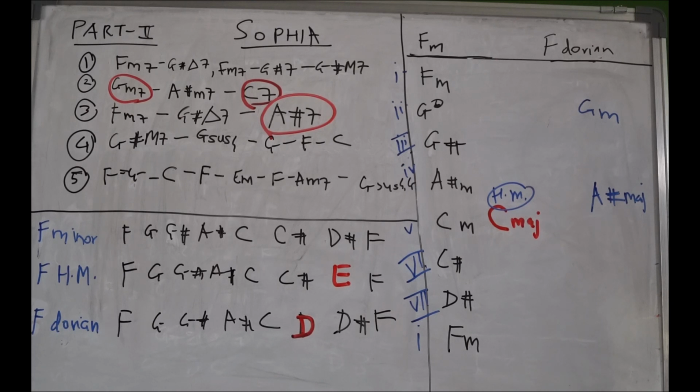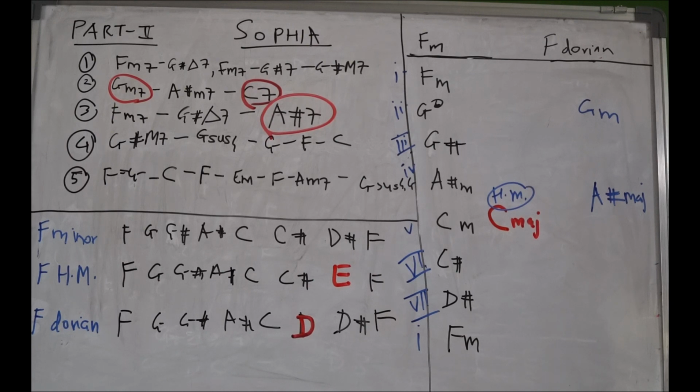This is G minor 7 going to A sharp minor. Sorry, I've written minor 7 by mistake. It is minor going to C dominant 7 or just C7. So here the G minor chord is the 2 chord of the F Dorian scale. It's a borrowed chord from the Dorian. A sharp minor is again a chord from the minor scale, and C7 is borrowed from the harmonic minor scale of F. So G minor 7 and C7 can be analyzed in that way.